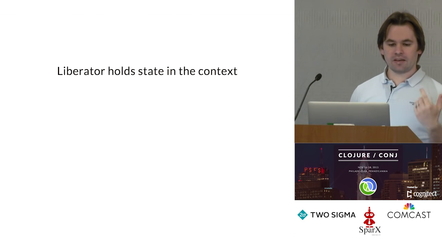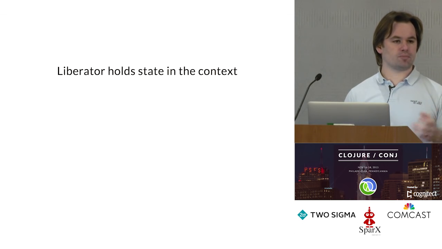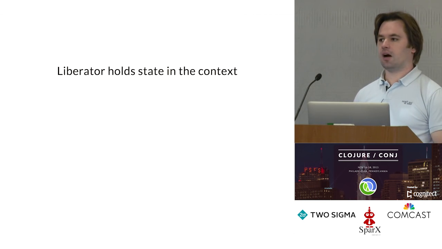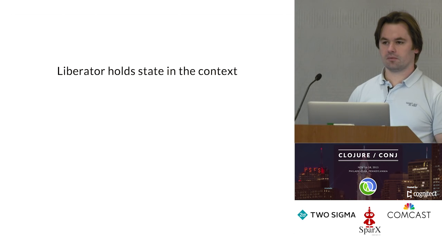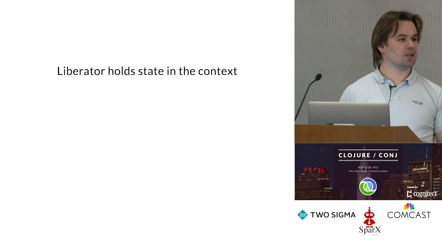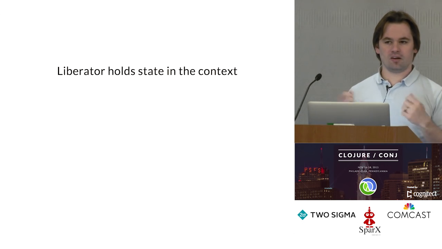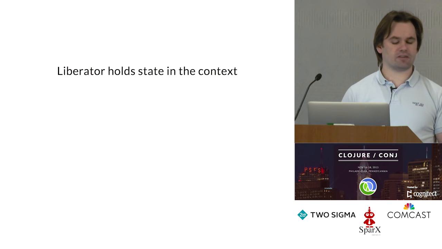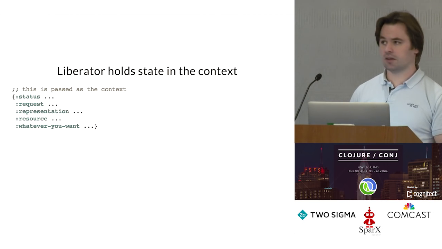Another abstraction in Liberator is that it holds some kind of processing state. So Liberator does a big decision tree, and you provide callbacks, and of course, somehow, during the processing of the request, you need to keep track of the values of the outcome of the execution of those callback functions. And this is the context.